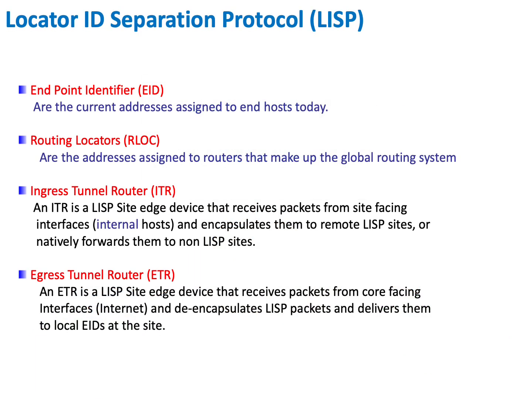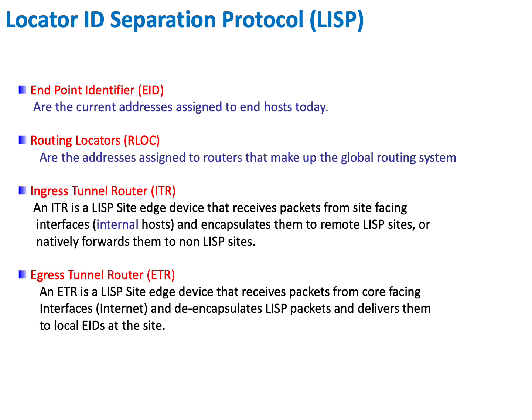In summary, here are the common terms, expressions, and acronyms that you will encounter when dealing with LISP. An endpoint identifier, EID. These are the current addresses assigned to end hosts, for example, a specific host within your network. Routing locators, or RLOC. These are the addresses assigned to routers that make up the global routing system.